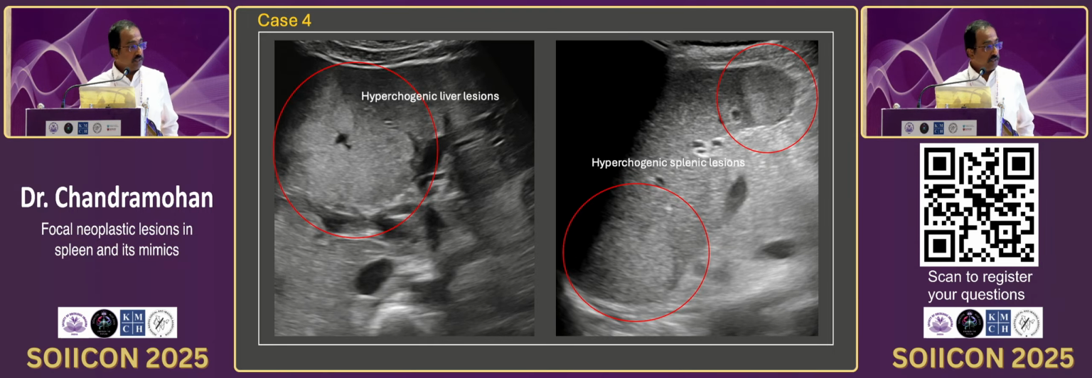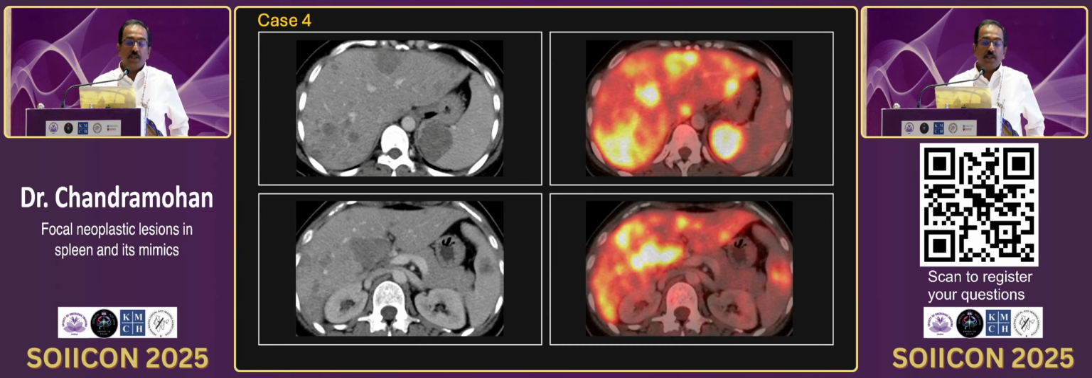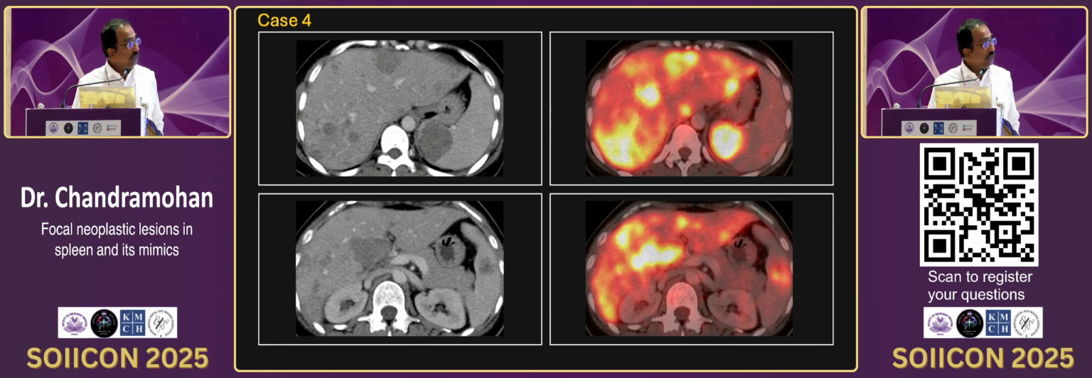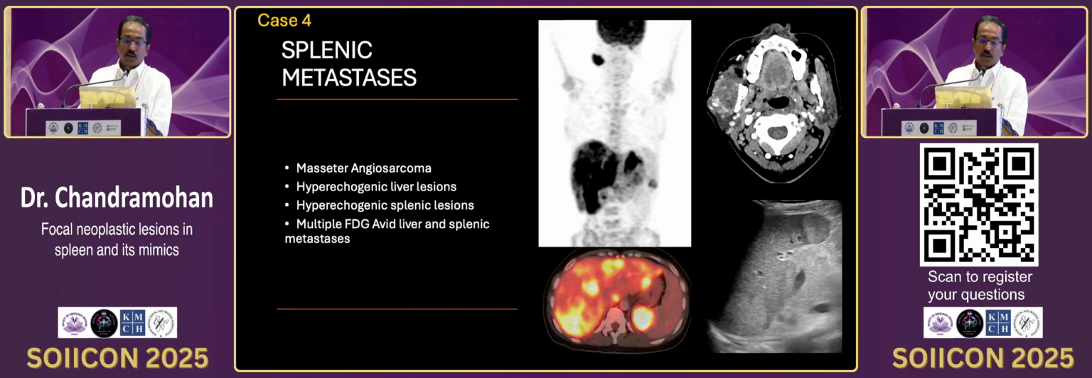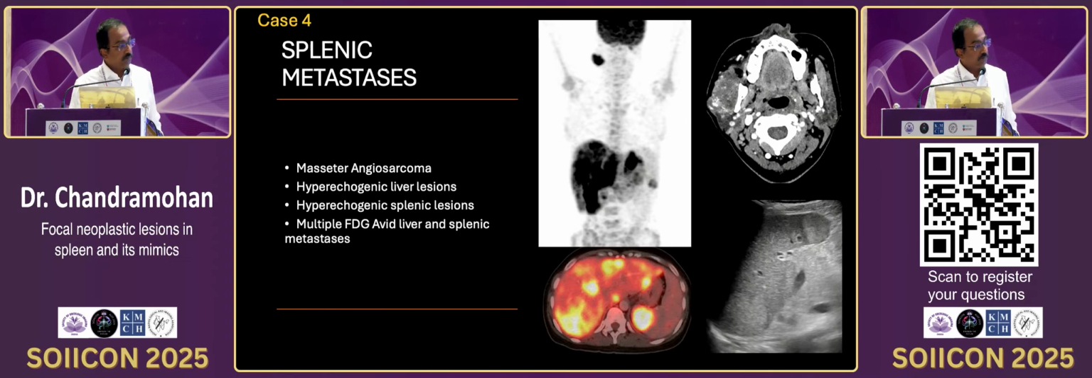And when we say look for metastasis, most metastases are hypoechoic, but some metastases can be hyperechogenic also. These are multiple hyperechogenic lesions in the liver and spleen in a patient with mesenteric angiosarcoma. FDG PET showed multiple hypodense lesions in the liver and spleen with intense FDG uptake, splenic metastasis. Metastasis and lymphoma are two conditions where the lesions will be FDG avid.